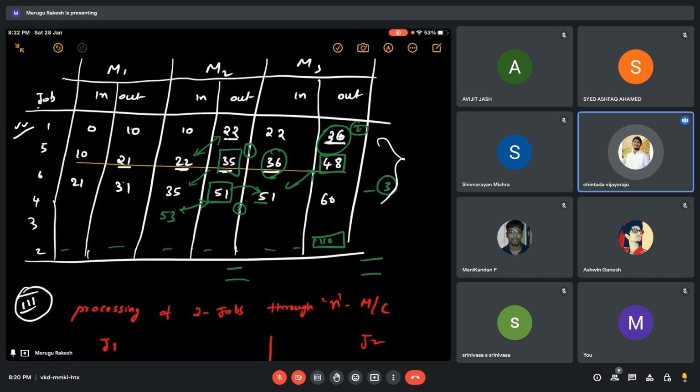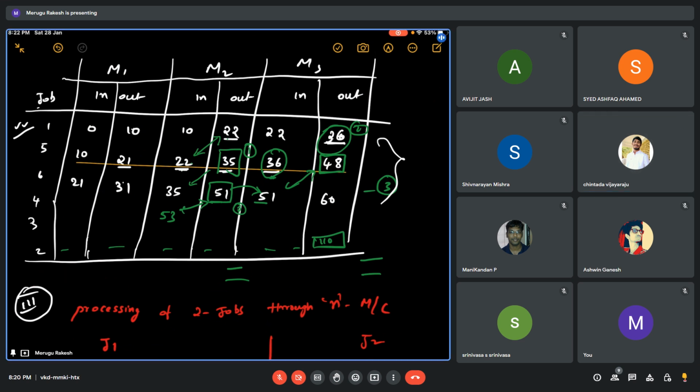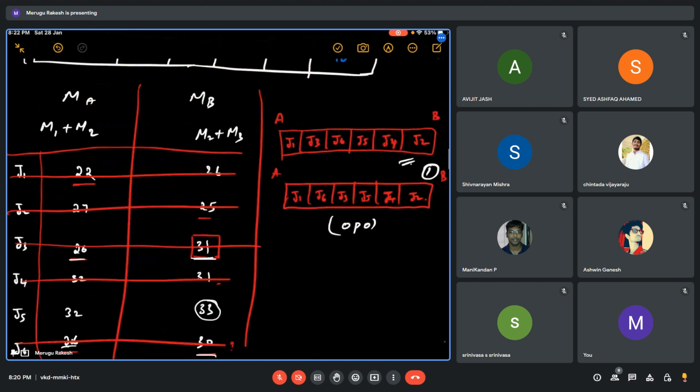Sir, is machine A always equal to machine 1 plus machine 2? Yes, yes, this is always the case.